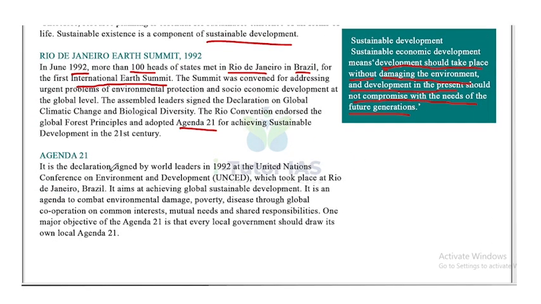So let's look at what is Agenda 21. It is the declaration signed by world leaders in 1992 at the United Nations Conference on Environment and Development, that is UNCED, which took place at Rio de Janeiro in Brazil. It aims at achieving global sustainable development.